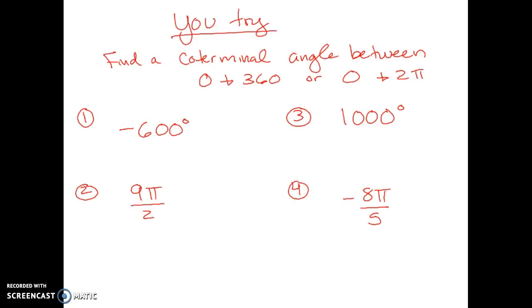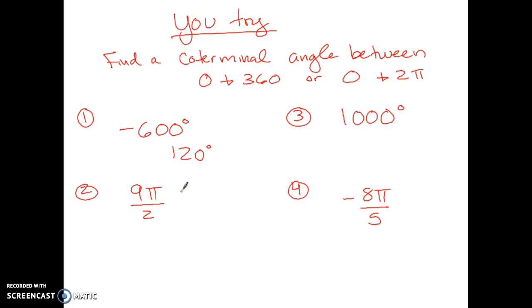Okay, go ahead and try these on your own. This would be a good time to pause the video. You're finding a coterminal angle between 0 and 360 or 0 and 2 pi. Okay, and play when you're ready. All right, so I'm going to go ahead and show you the answers. For the first one, I'm just going to add 360 until I get something that satisfies those parameters. So 120 is the answer there.